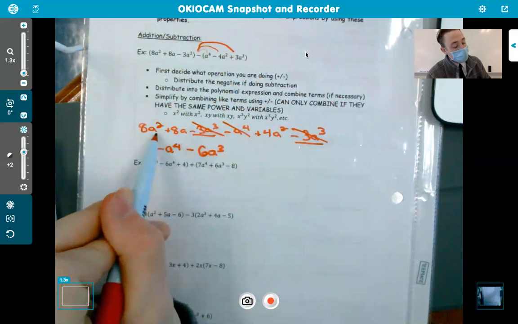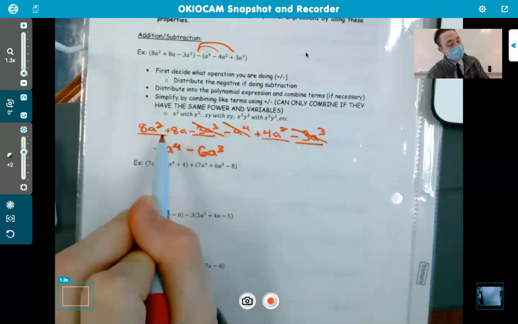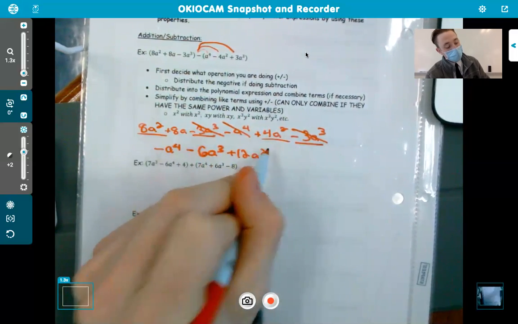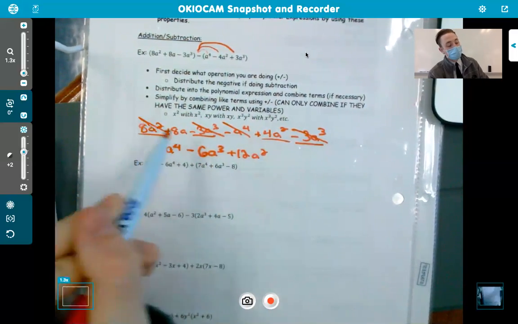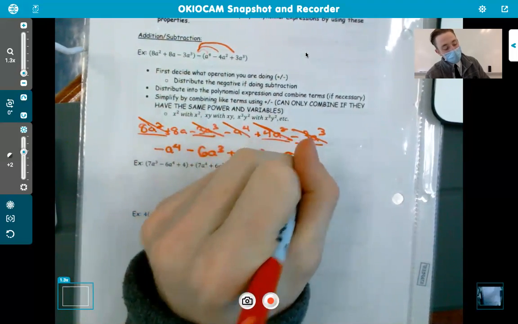I go to my next highest variable, which is a squared. I have 8a squared plus 4a squared. That's going to give me positive 12a squared. And the only term left over is this positive 8a.